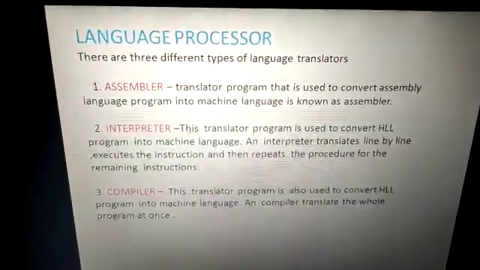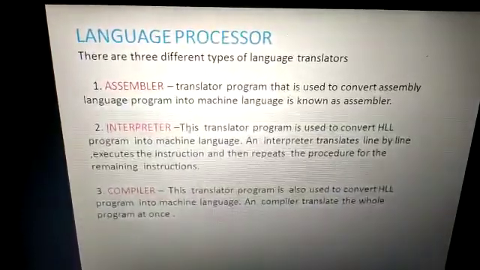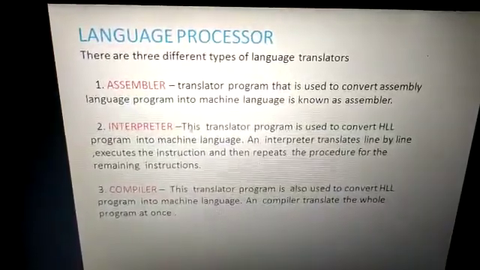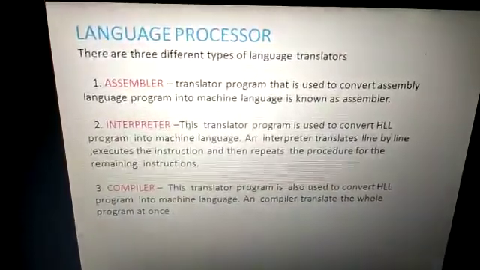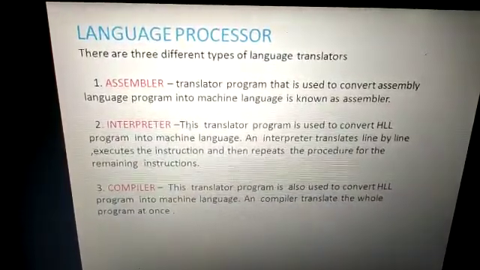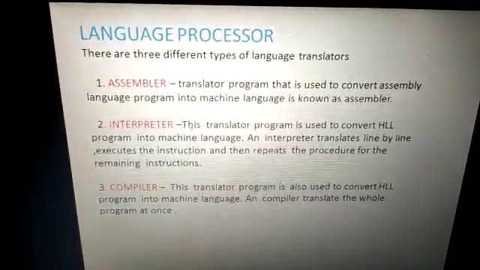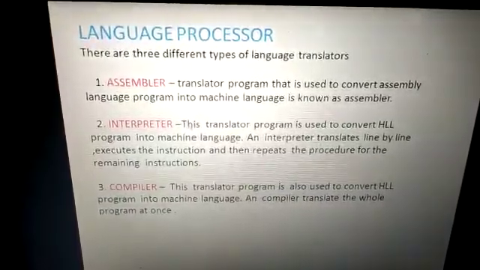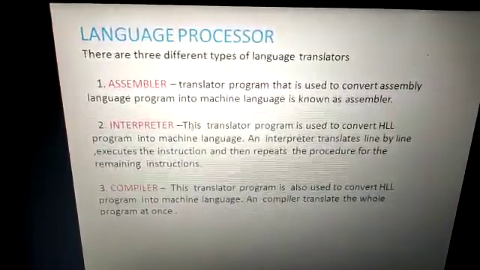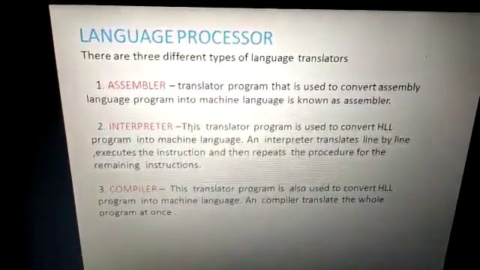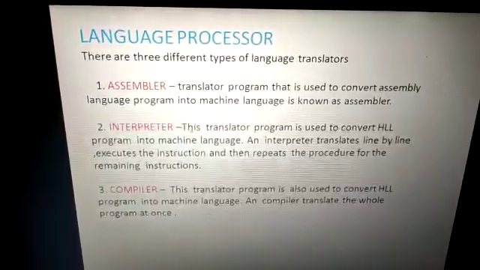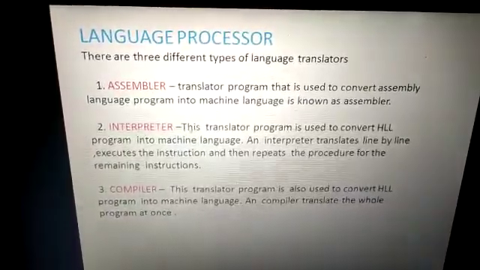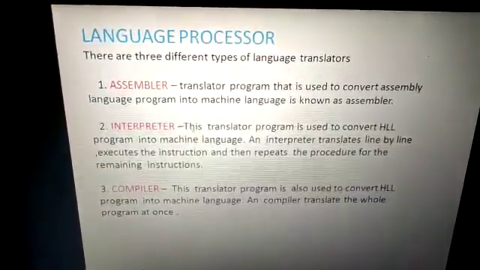Hope you understand all the language translators. Assembler converts assembly language into machine language, interpreter converts high level language into machine language, compiler also converts high level language into machine language, but the interpreter converts line by line and the compiler converts the whole program at one time. Hope you understood all the generations and language translators.